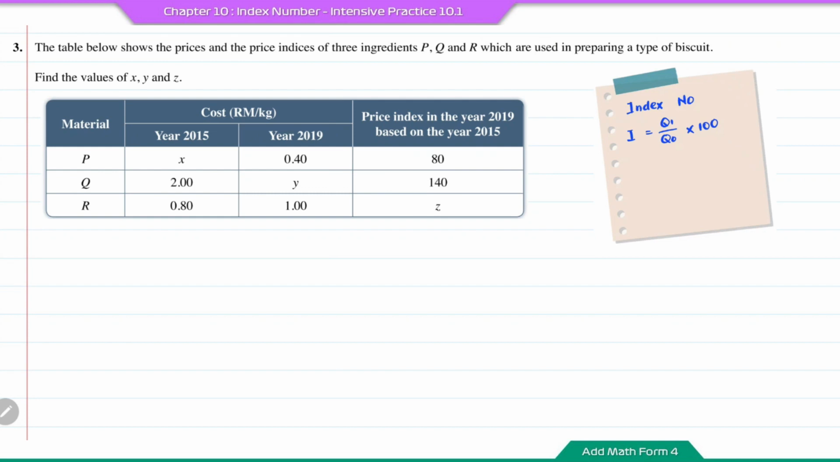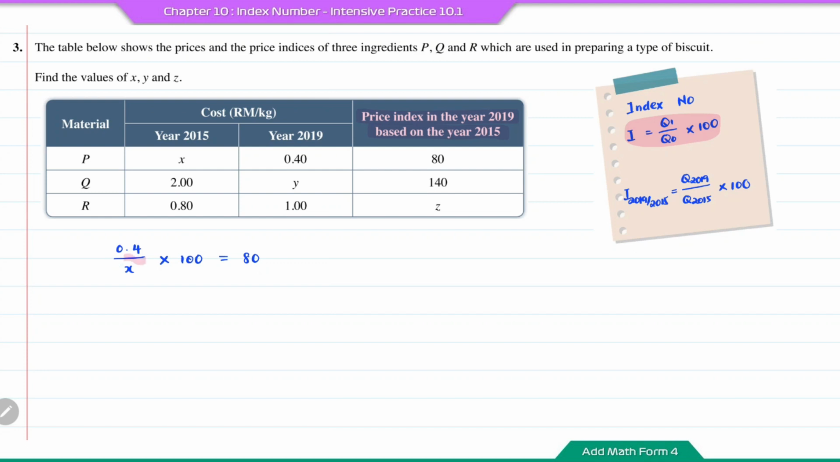We can find the index numbers using this formula. The price index given in the table is in the year 2019 based on 2015. Therefore, the price index in this table is found by taking the cost in the year 2019, dividing it by the cost in the year 2015 and multiplying it by 100. To find X, the material P has a price index of 80, and the 80 is found through 0.4 divided by X, multiplied by 100. This will give us the answer of 80.